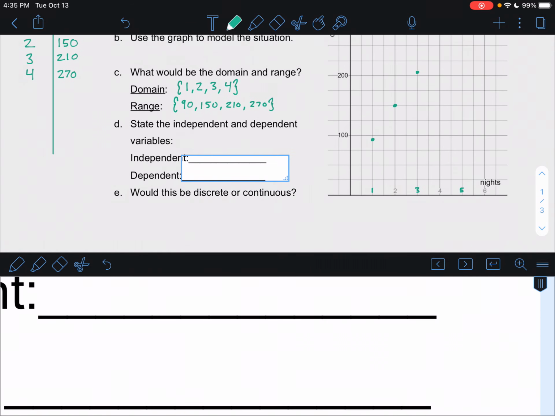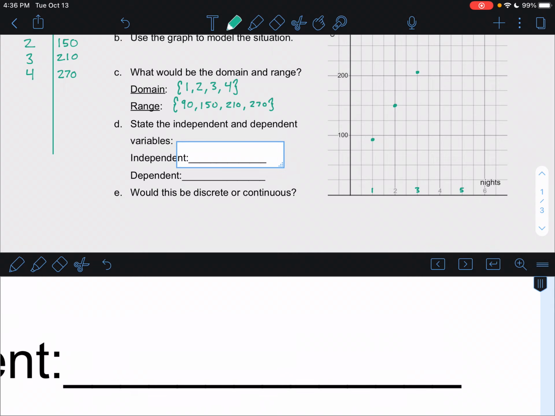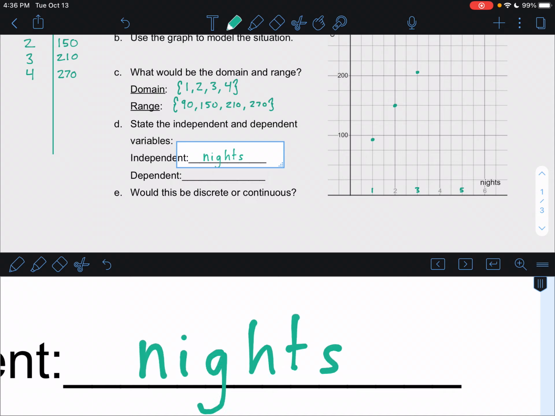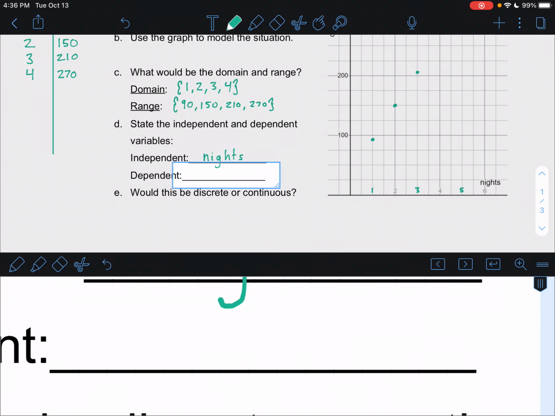So state the independent and dependent variables. Y'all seem to be fine with this from what I've seen, but the independent variable is going to be the night, whereas the dependent variable is going to be the cost, as always.